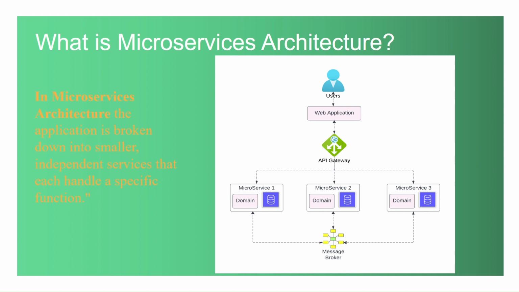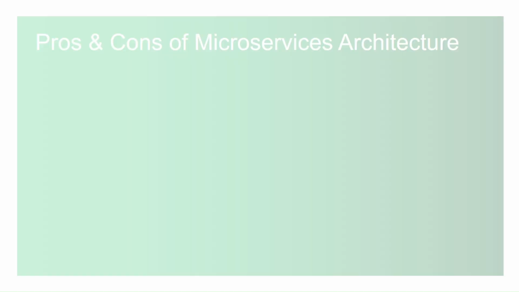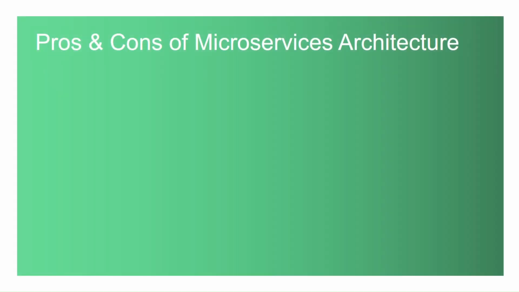For example, Netflix is a classic example. They use microservices to handle various functionalities like streaming, user recommendations, billing, and more. Each service can be scaled based on its specific demand, leading to a highly efficient system. Next, we will discuss their advantages and disadvantages.